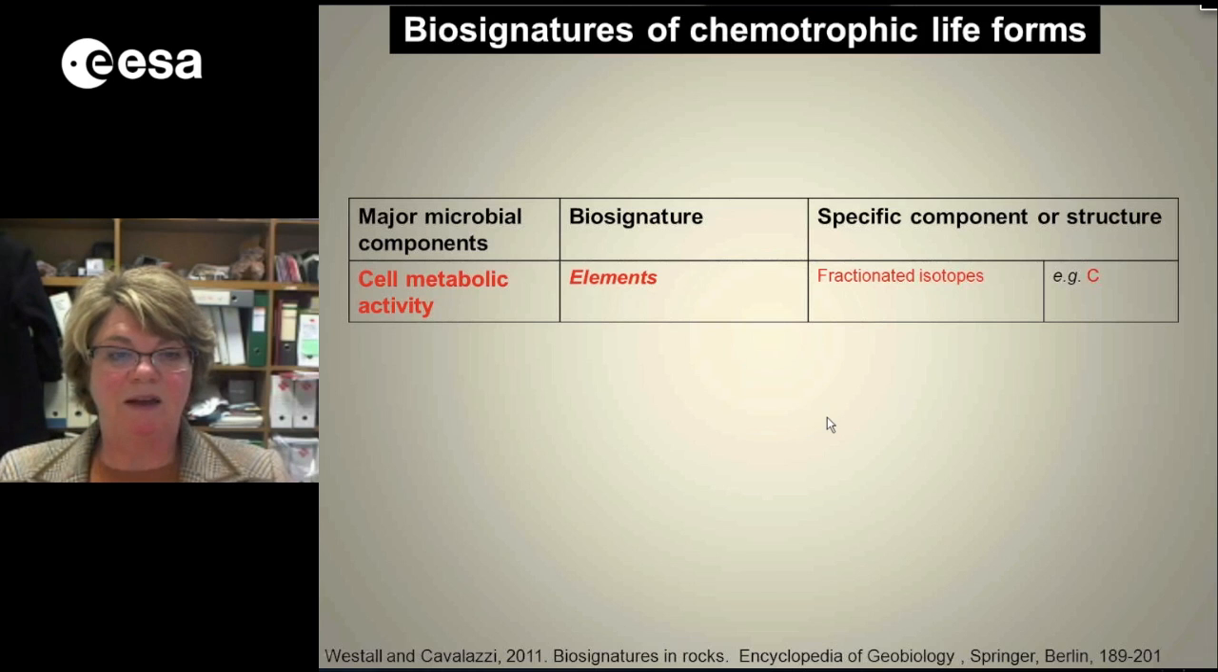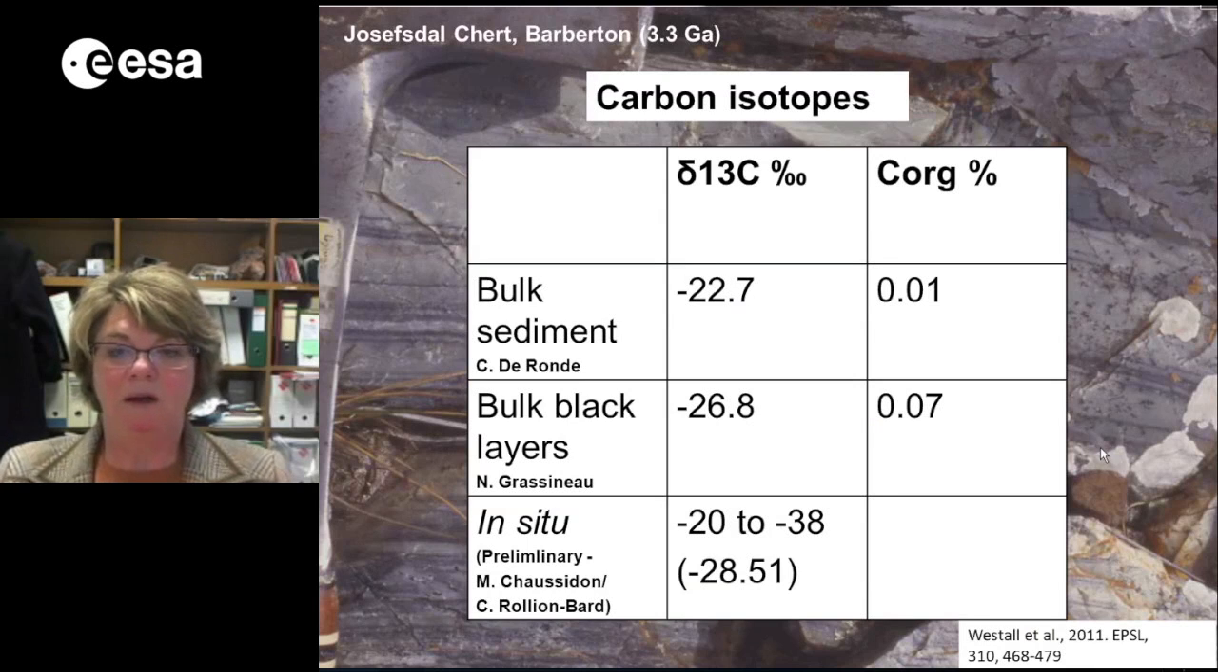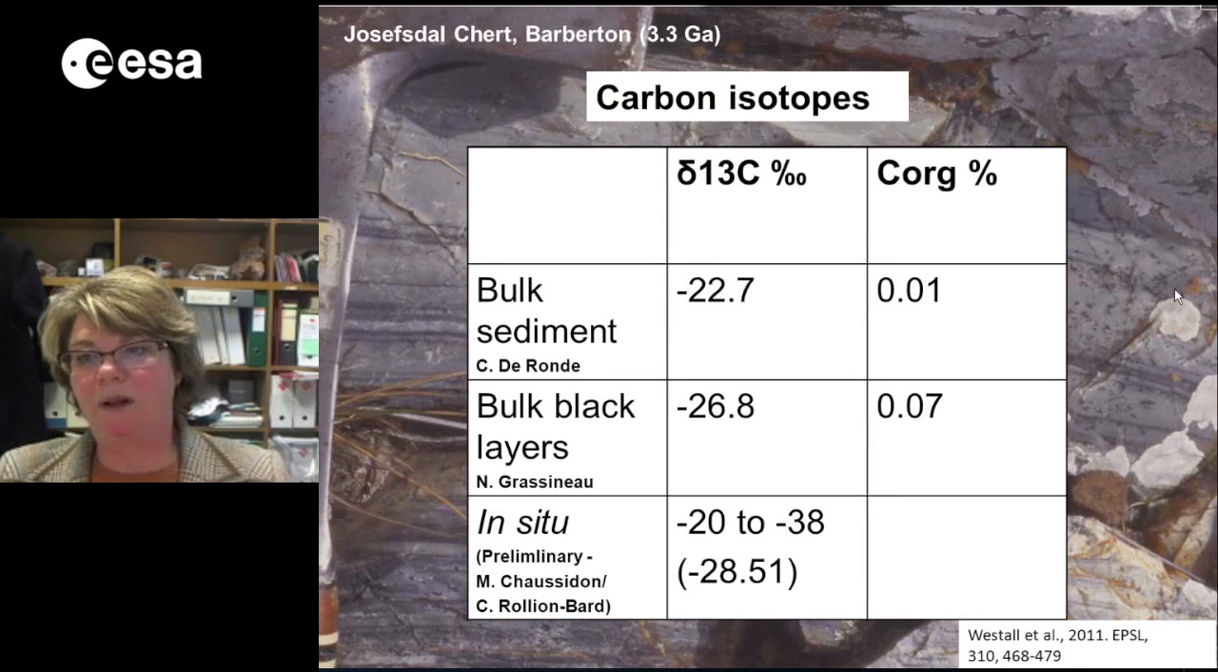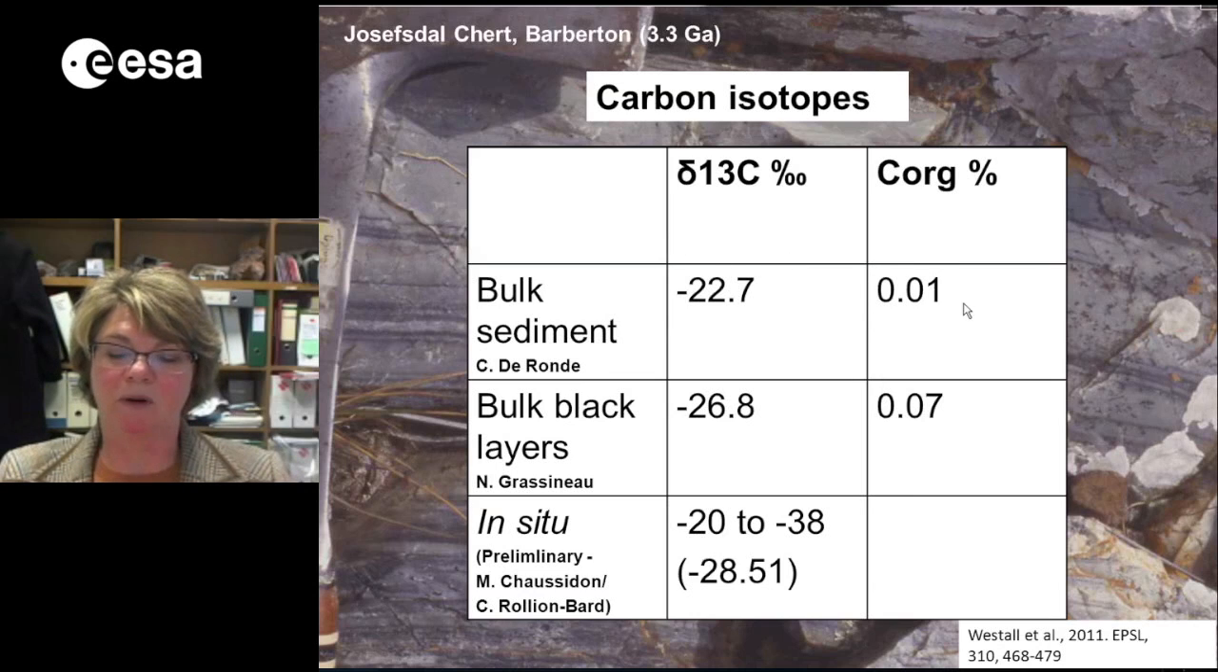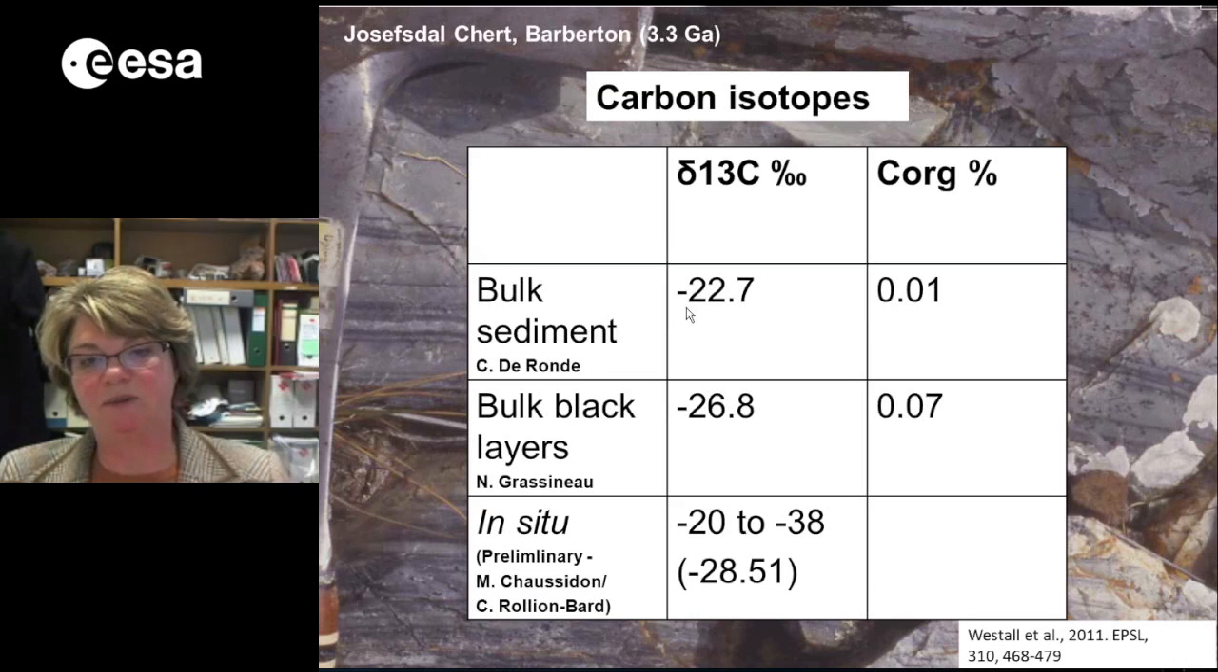Another way of looking at metabolic activity is to look at fractionated isotopes, and I'm going to show you an example here using carbon. If we take the bulk rock, the whole rock, and crush it up, this particular rock has a carbon content of 0.01%, which is very low. The bulk carbon isotope signature is -22.7.